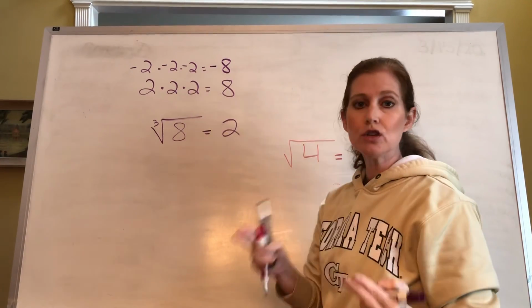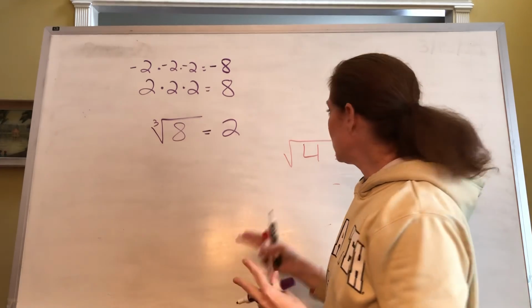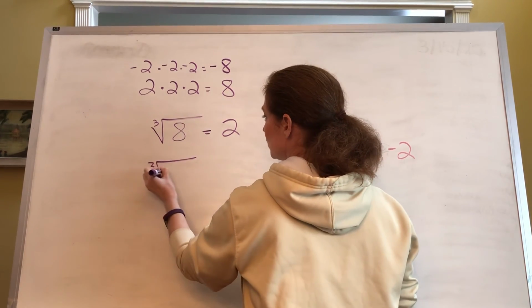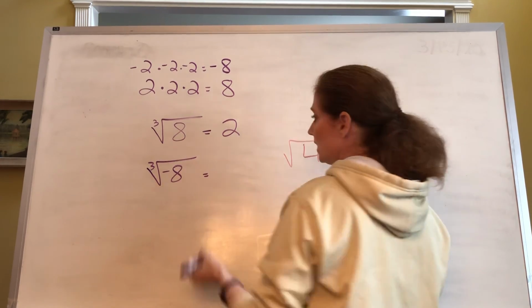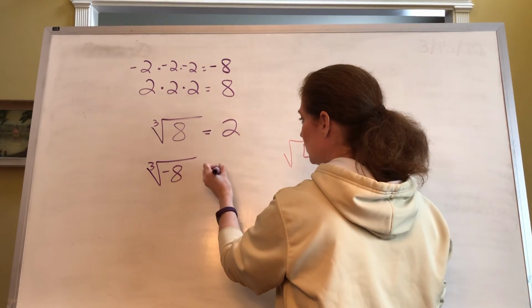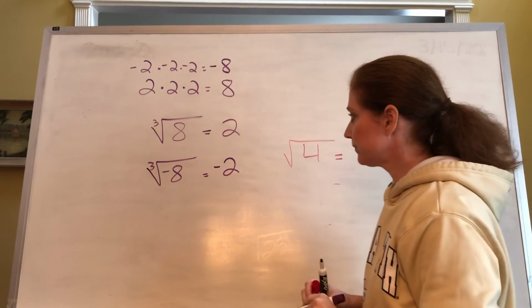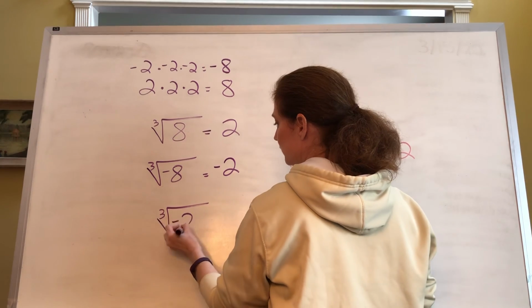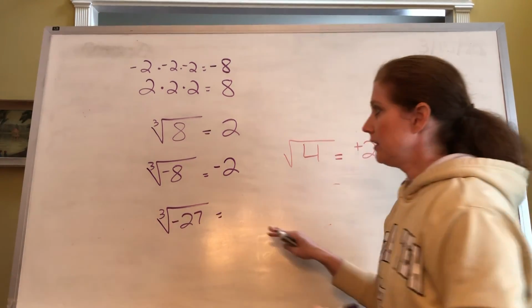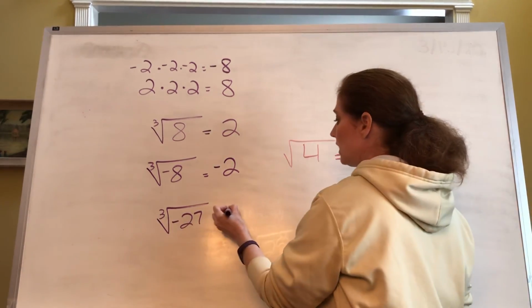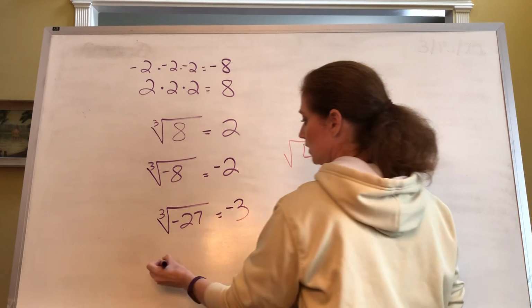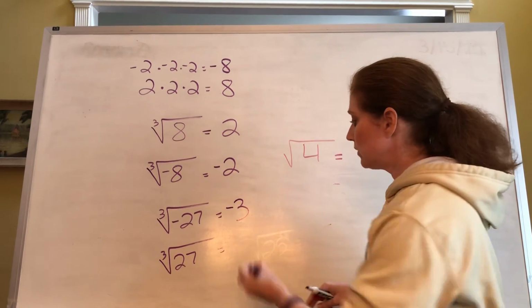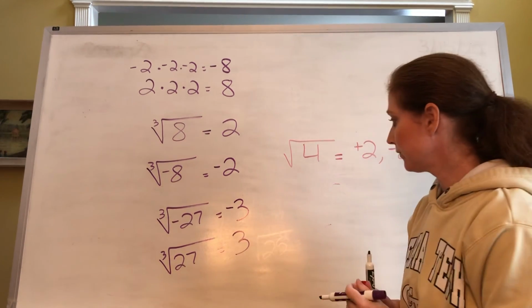All right, so when we're doing cube roots, it's going to be one or the other. For square roots, it's going to be both. So if I did the cube root of negative 8, then that answer would be only negative 2. And if I did the cube root of negative 27, that answer would be negative 3. The cube root of positive 27 would be a positive 3.